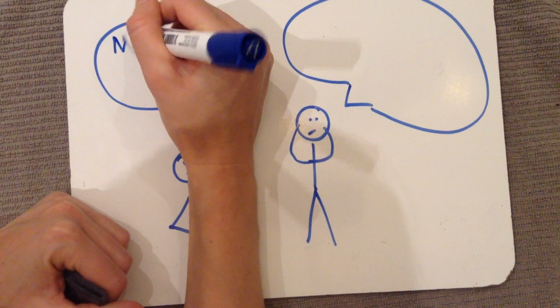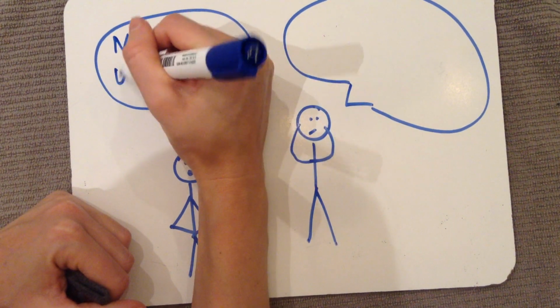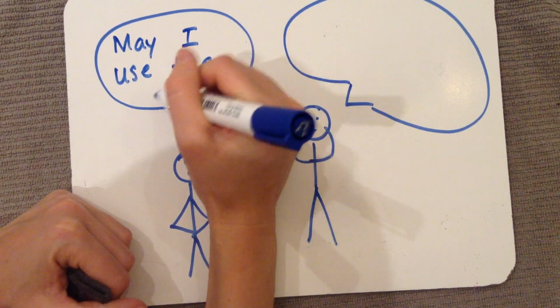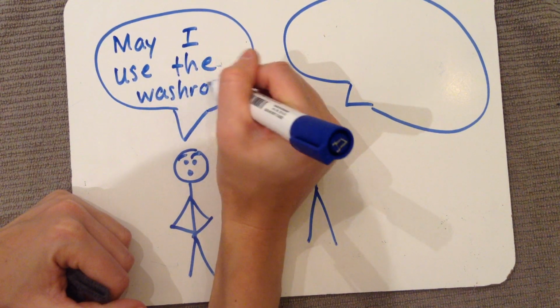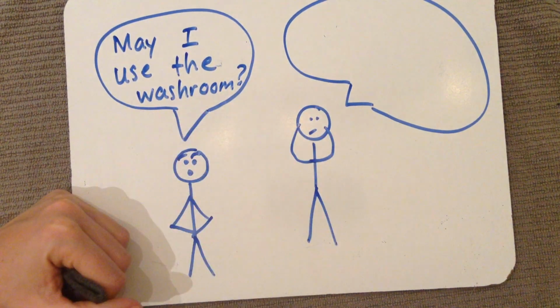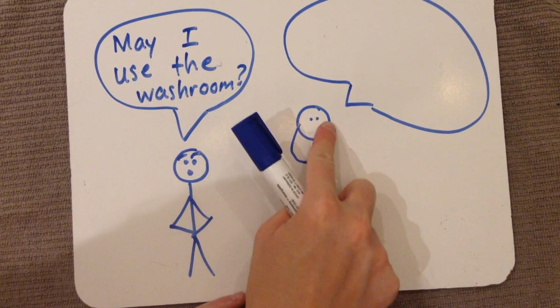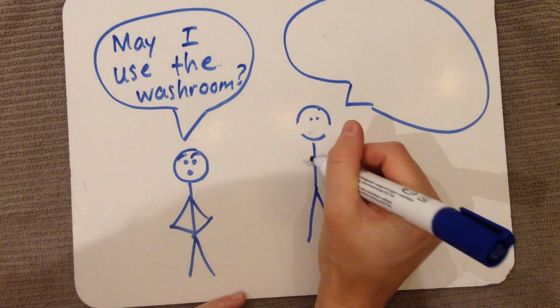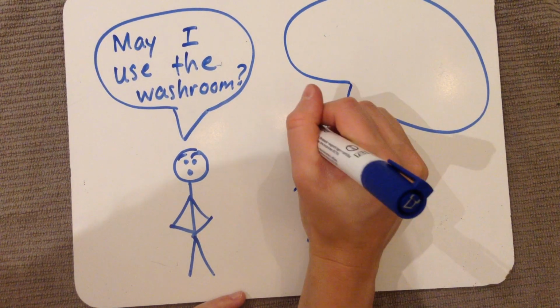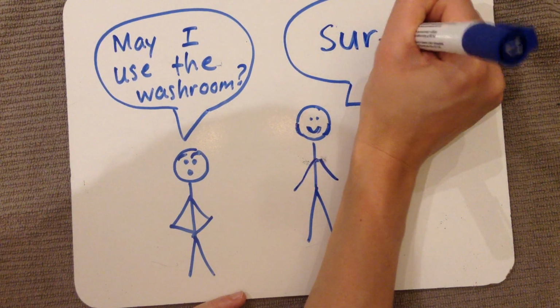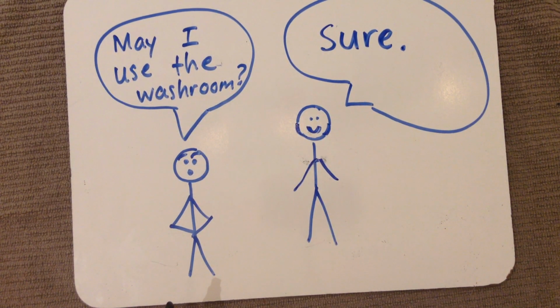So the child says, may I use the washroom? With a question mark on the end, don't forget. Now the adult understands what's going on because the child is asking something. So the adult can respond, sure. With that, the child can run along and use the washroom. Now he has permission. Sometimes we ask questions to get permission to do certain things and know whether or not we are allowed to do them.